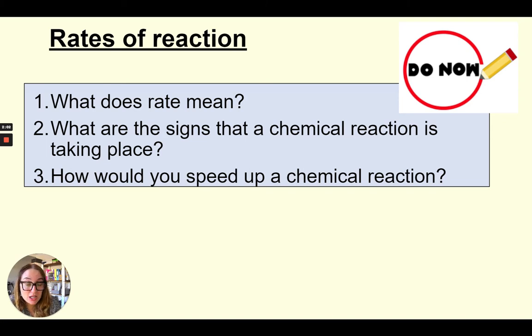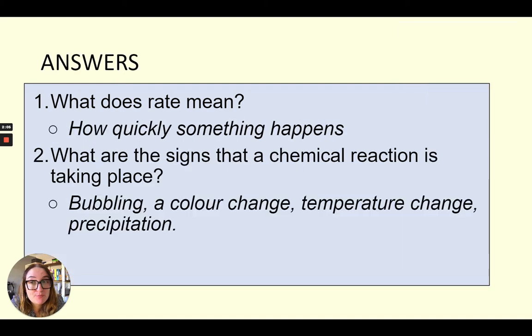Okay, welcome back. So let's go through the answers to those questions. The first one, what does rate mean? Well, rate is the speed at which something happens. It's how quickly something happens. What are the signs that a chemical reaction is taking place? Well, there are lots that you could write here, but some of the ones I want you to focus on. Bubbling or fizzing shows us that a gas is being produced, and that shows us that a new product is being made. A colour change means that some other product is being made with a different colour.